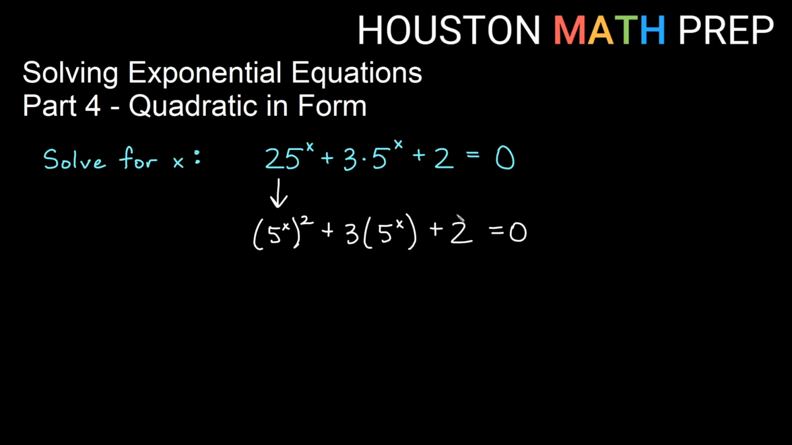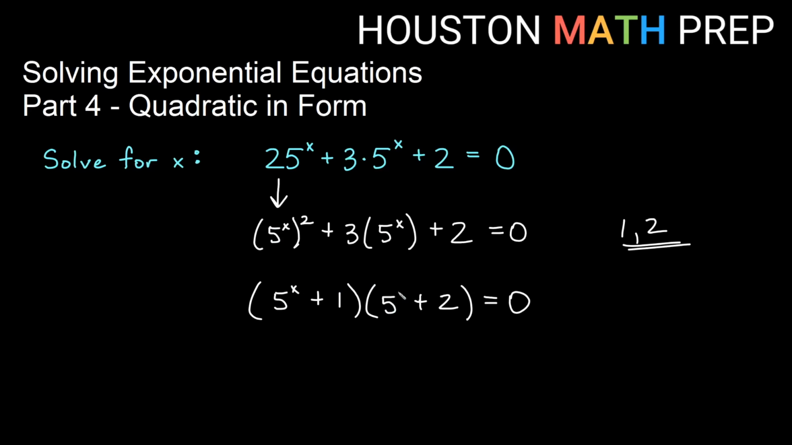Now, factoring this, I would think what multiplies to give positive 2 and adds to get 3, and if I think about it for a minute, I would get that the answers are 1 and 2. 1 times 2 is 2, and 1 plus 2 is 3. So in my factors, I will have a plus 1 and a plus 2. And what goes in the front of each factor, you can probably tell by looking at the b term and the a term here, is 5^x. So we get (5^x + 1)(5^x + 2) = 0.